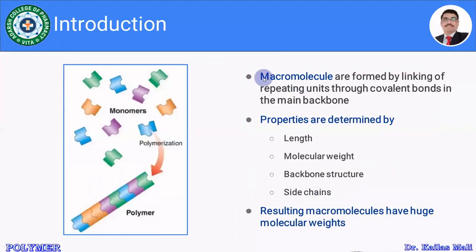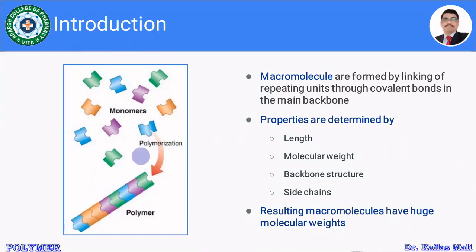So the macromolecules are formed by linking of repeating units through covalent bonds in the main backbone. As we are discussing the polymer, these are the monomers, different monomers are there. As you are observing the different colors, green, blue, then purple, then orange. When these monomers are joined together by polymerization, we get, due to the covalent bonds in the main backbone, what is known as the macromolecules, and these macromolecules have a high molecular weight.